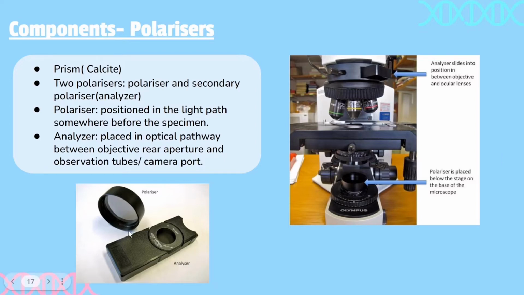Over here shows how the polarizer and the analyzer look like. On the diagram over here, you can see that the polarizer is positioned below the stage at the base of the microscope. The analyzer, on the other hand, is placed between the objective and the ocular lenses.